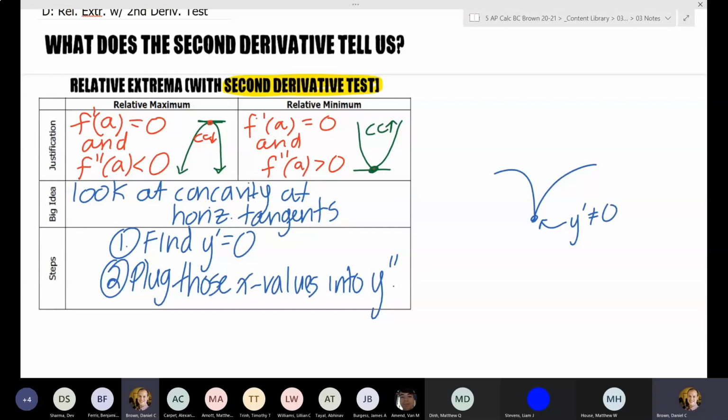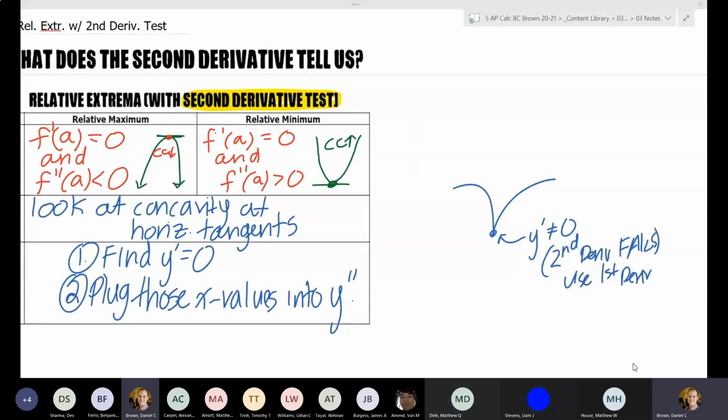And since it's a relative minimum, the second derivative wouldn't be able to justify for you that that is a relative minimum. So if you had a case that would look like that, the second derivative test fails, and you would be forced to use the first derivative test. If that answers your question.